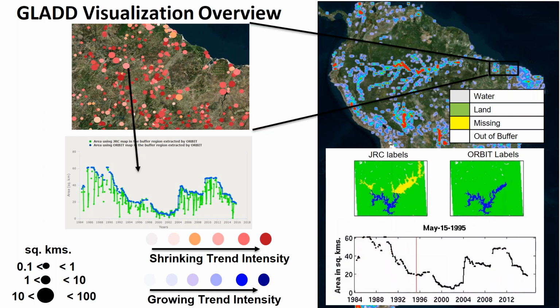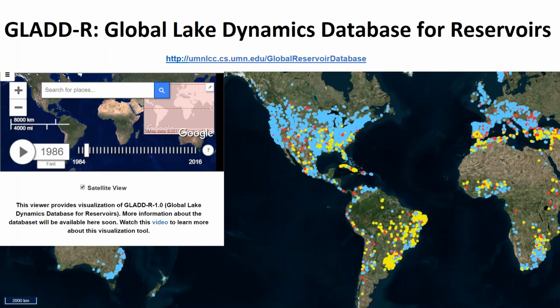Now, one of the side products of this database of more than 500,000 water bodies is that we can see all of the reservoirs that have been built since 1985 through this system. So we have this global lake dynamics database for reservoirs, GLAD, and GLAD-R, which only has reservoirs. Every one of these slides has a different link. This link will take you to only the reservoirs that we have in the world.